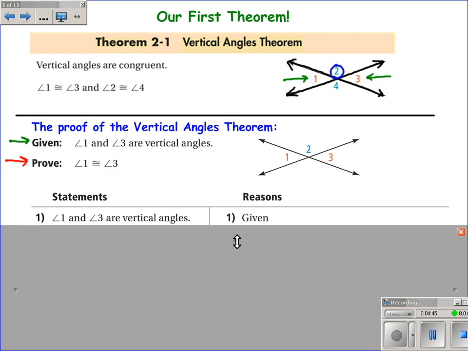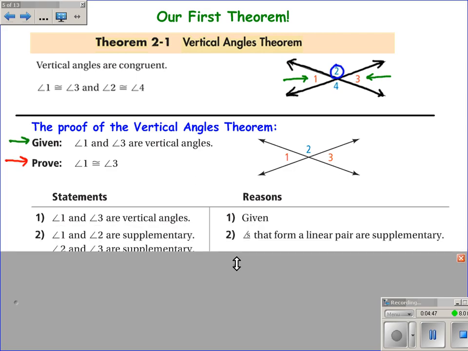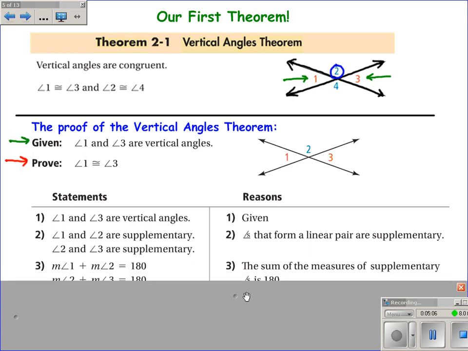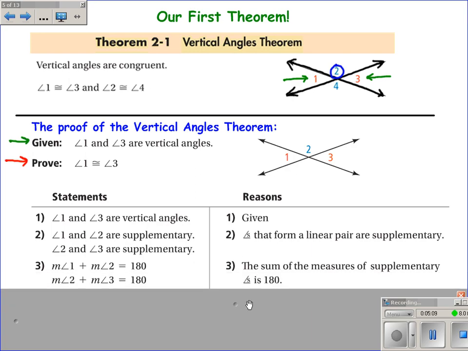Okay, I mentioned that we'll use angle 2, and we'll notice that angles 1 and 2 are supplementary, and angles 2 and 3 are supplementary. Okay, so the next logical step from that statement is, what does it mean to be supplementary? Well, angles 1 and 2 add to be 180, and angles 2 and 3 add to be 180.